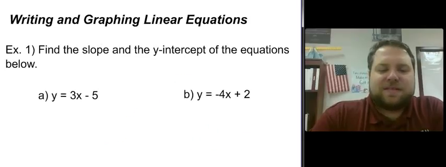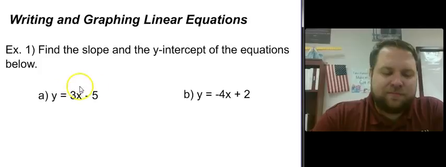So here's an example of the type of problem you're going to be asked to do. Find the slope and y-intercept of the equations below. And we're given two equations in slope-intercept form. So for this first one, y equals 3x minus 5. We're asked to find both the slope and the y-intercept. Let's find the slope first.